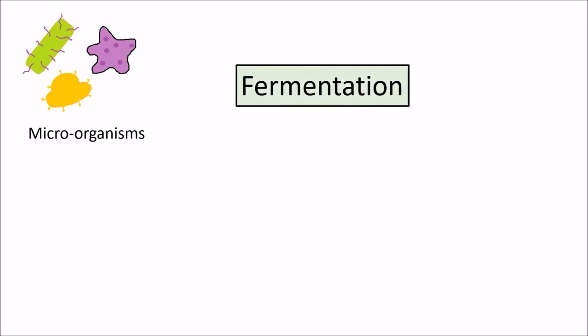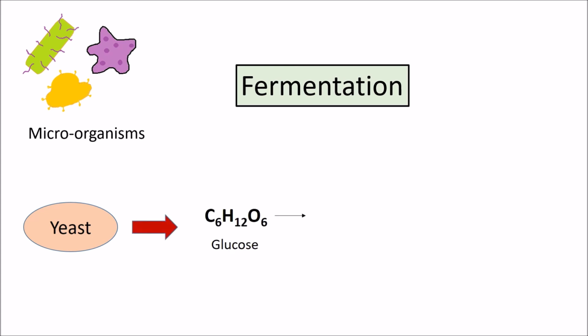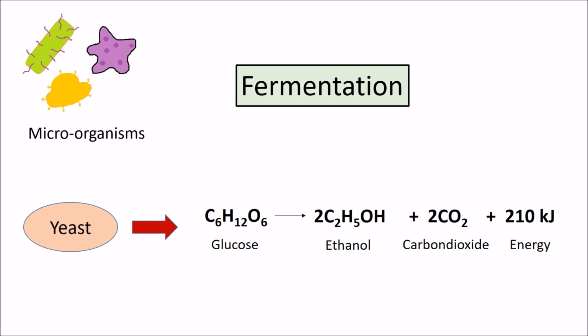Anaerobic respiration can also be seen in microorganisms, and especially is termed as fermentation reaction. The products of the reaction in this case are different. Yeast, a microorganism, respires anaerobically to break down glucose in producing an alcohol called ethanol, carbon dioxide, and energy. Again, because this respiration is without oxygen, the energy released is comparatively less.